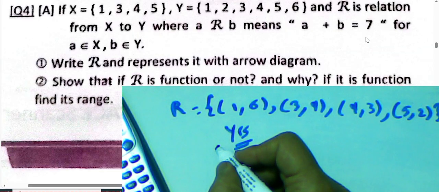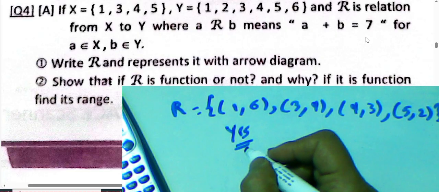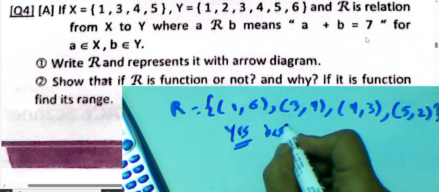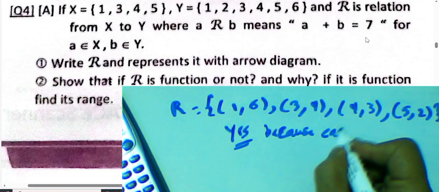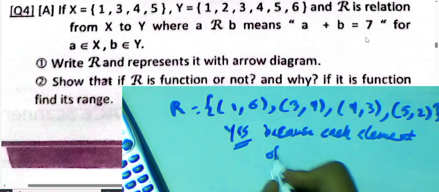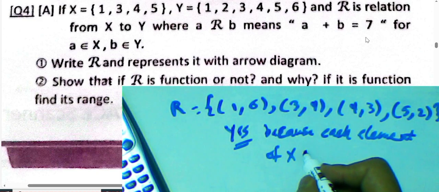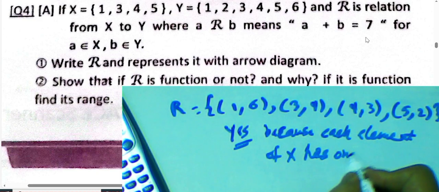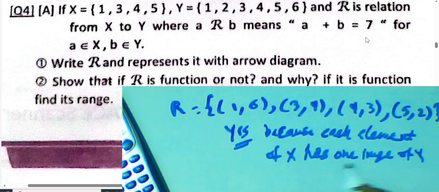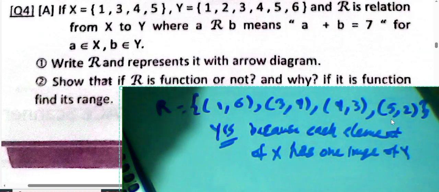Our relation we have here is a function. And why? Because each element of x has one image of y. Each element of x has image of y, and we can draw our diagram here.